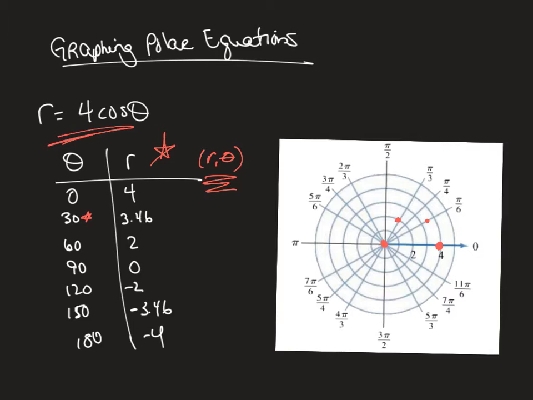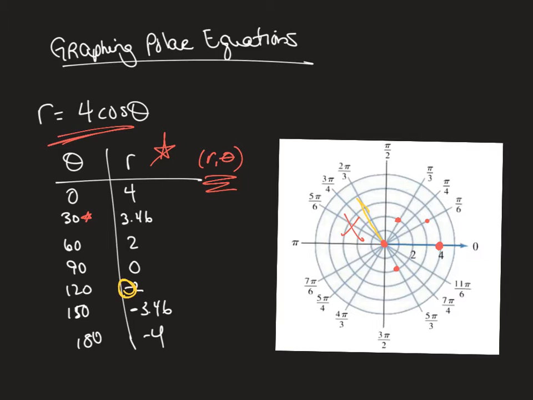At 120 degrees, remember, this radius is negative. So instead of going out on 120 degrees, I go backwards, the opposite direction. Instead of counting up in the second quadrant, I count down in the fourth quadrant: down 1, 2. Then 150 is at 5 pi over 6, but again I'm counting in the opposite direction, so I'm not up here in the second quadrant, I'm down in the fourth quadrant.